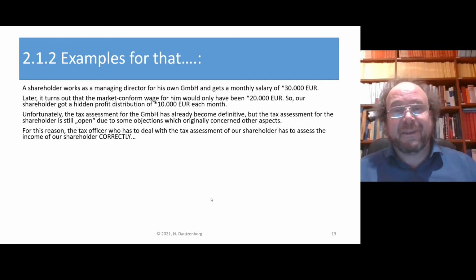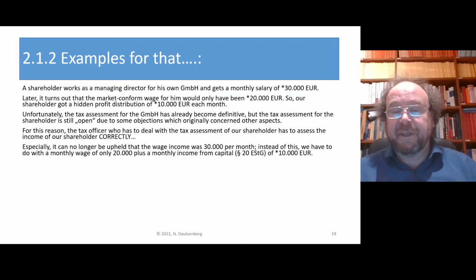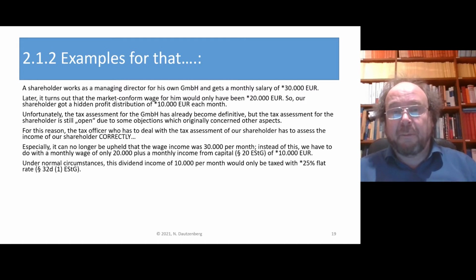Now, unfortunately, a tax officer always has to treat a tax case absolutely correctly. That errors had been made somewhere else usually are no justification to make an additional error. So the 10,000 must be recognized as a dividend. Now, under normal circumstances, that would force our tax inspector to grant our manager the reduced rate of 25% for that 10,000.